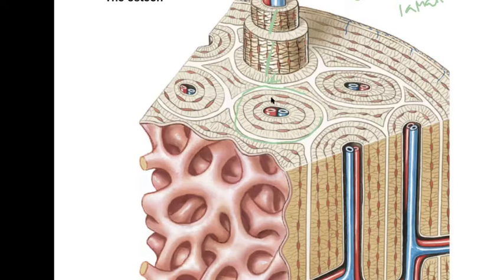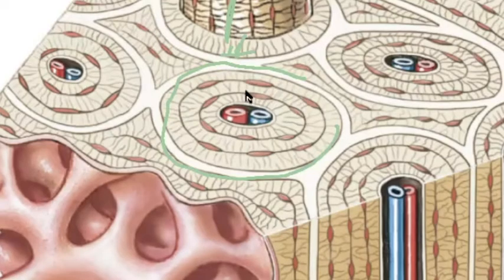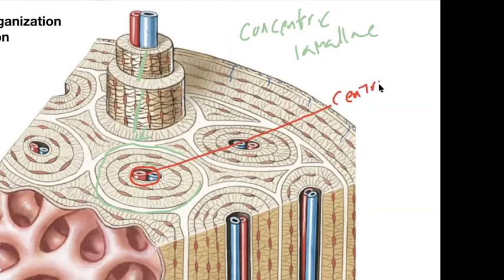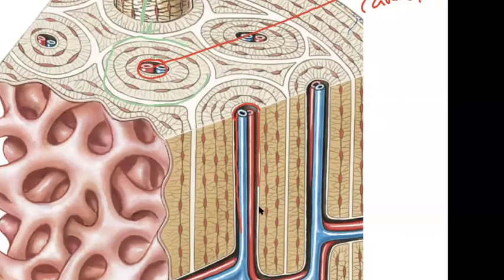Right, so they're made up of several concentric lamellae. Around each ring of the lamellae, you have the osteocytes sitting in their little lacuna. And then in the center, over here, you have what's called the central canal, right? And that's why these blood vessels are running up longitudinally.